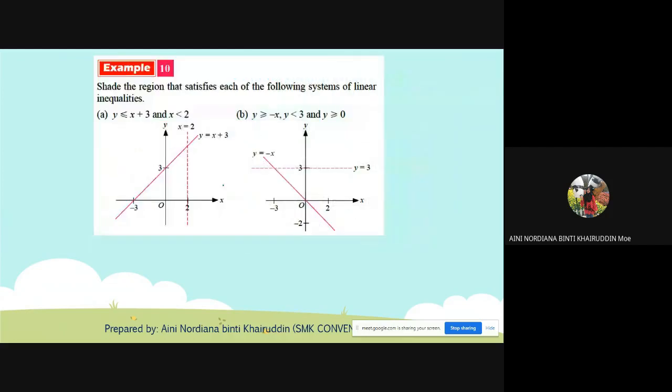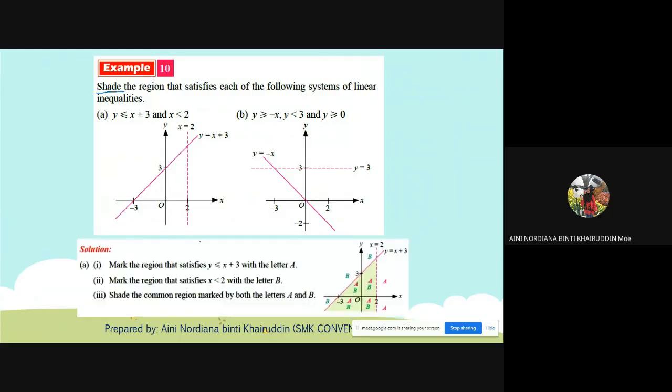For example, this question. So shade the region. If you look at the textbook, this is the solution. 1, 2, 3. First mark the region with letter A, then letter B, and then the common region, mark both A and B. Okay, you can study this method if you want. But I want to show another way.